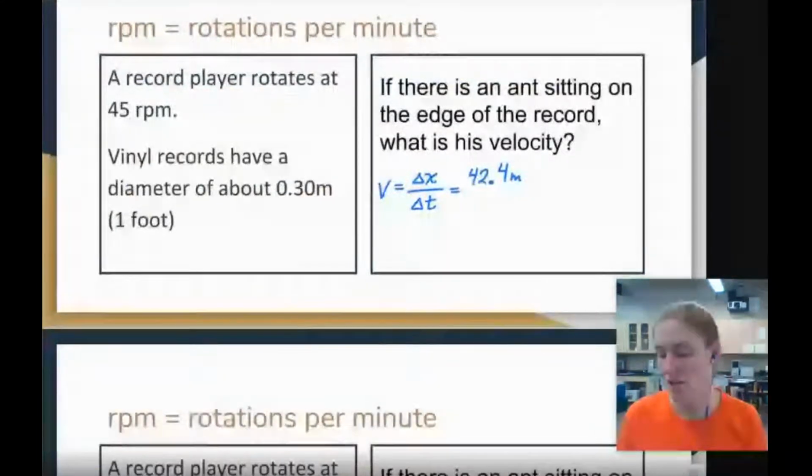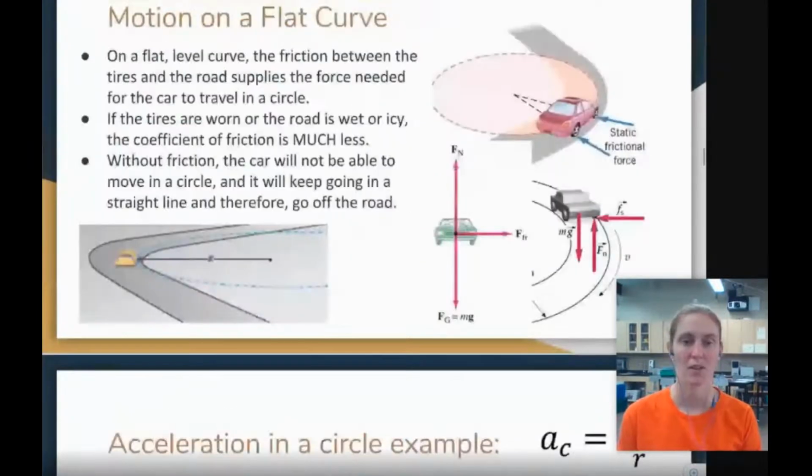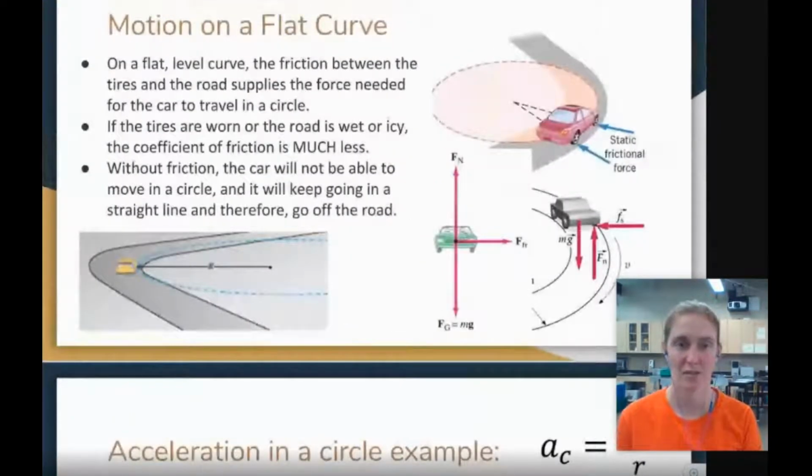And it took him 60 seconds to go that far. Then I get a velocity of 0.71 meters per second. So, motion on a flat curve.